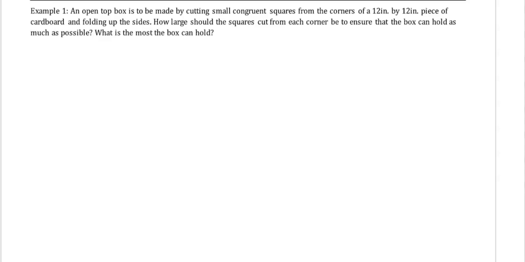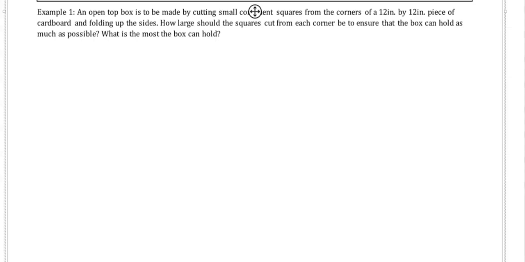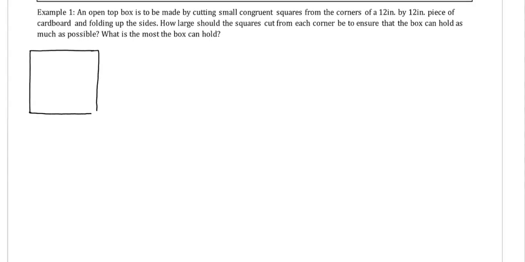In our first example, we have a box that we are creating by cutting congruent squares from the corners of a 12 by 12 inch piece of cardboard. So first, we're starting with a 12 by 12 inch square piece of cardboard. So 12 is this entire side. It's also this entire side. All four sides of this are 12.